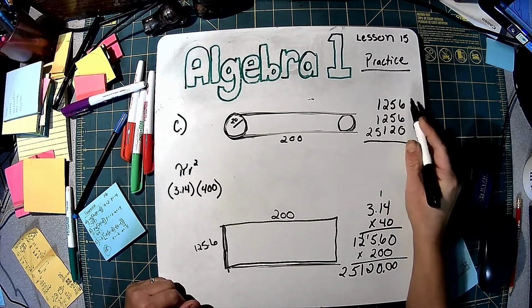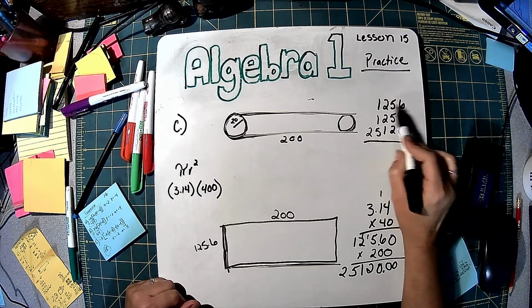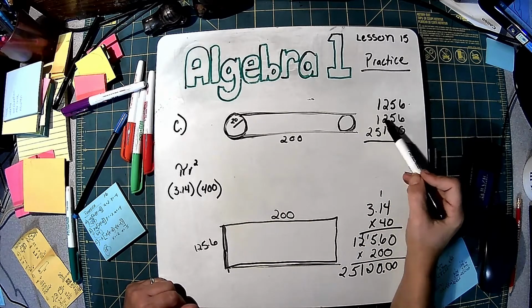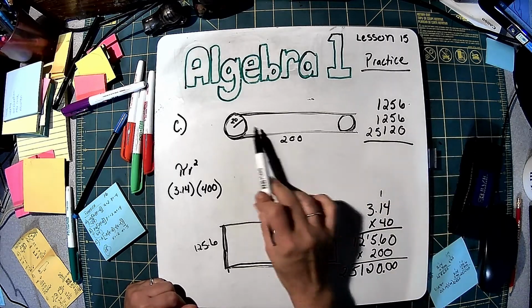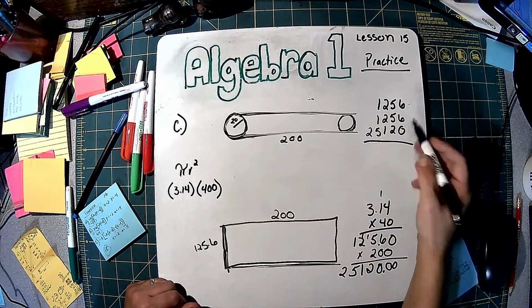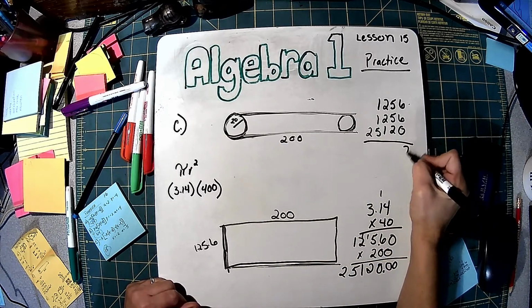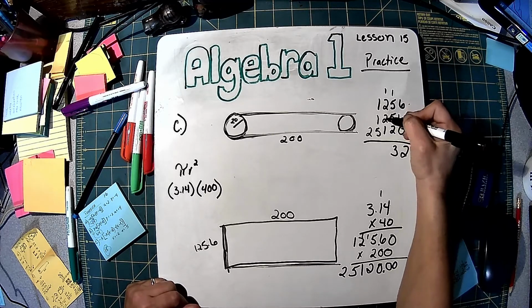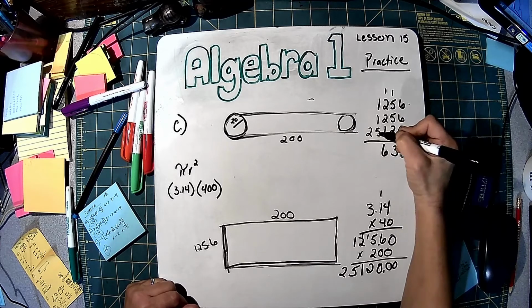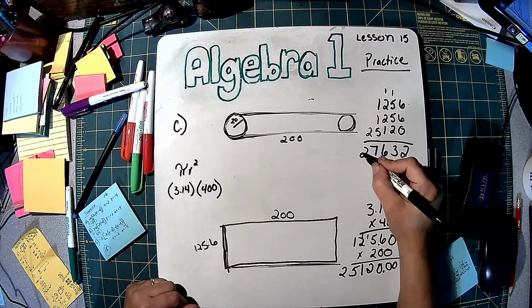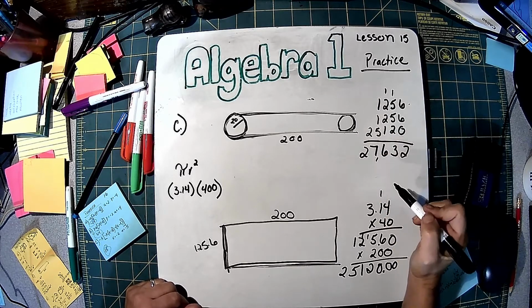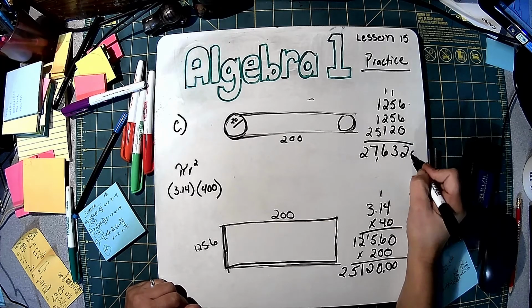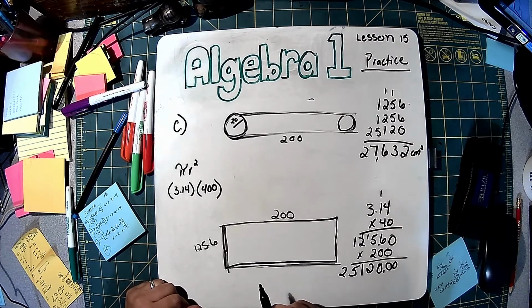And now I just have to add all three of these values together. So to review, this first one right here is the area of that circle. The second one is the area of that circle. And this big one is all the area of the stuff going up and back and forth there. So you should have 27,632, and that is centimeters squared. Okay, and that is C.